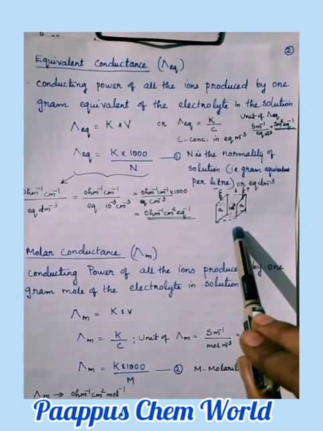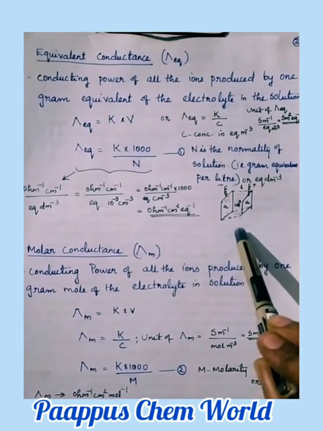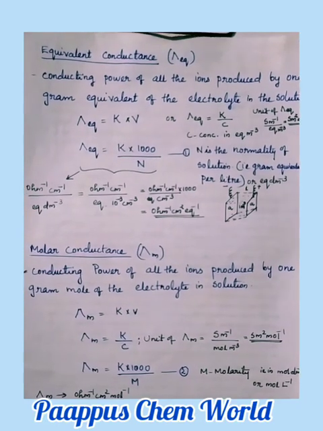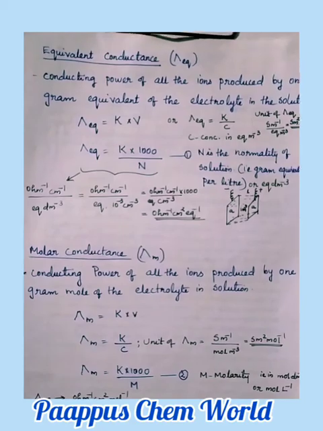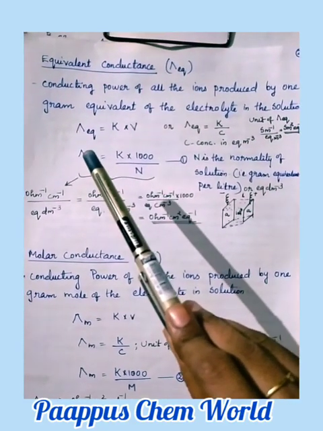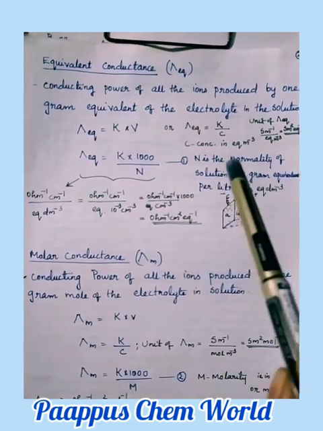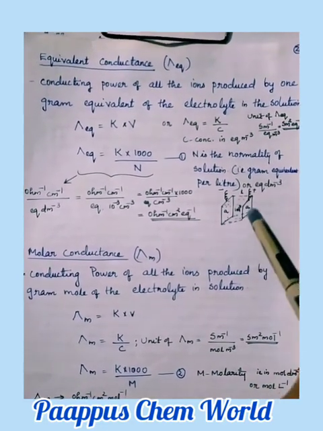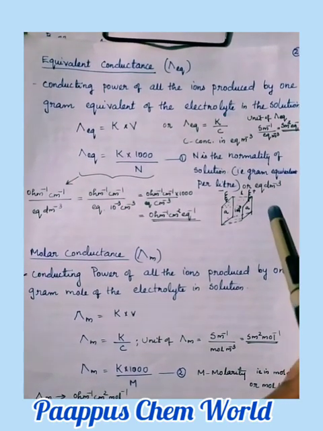Then what becomes the specific conductance? The specific conductance becomes 1000 times increased. So simply the equivalent conductance, but on dilution also the number of gram equivalents will not change. This solution contains 1 gram equivalent of the electrolyte.